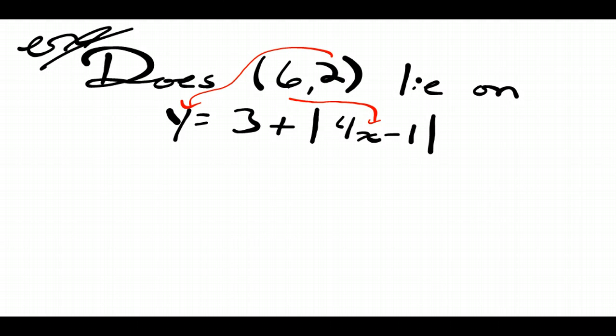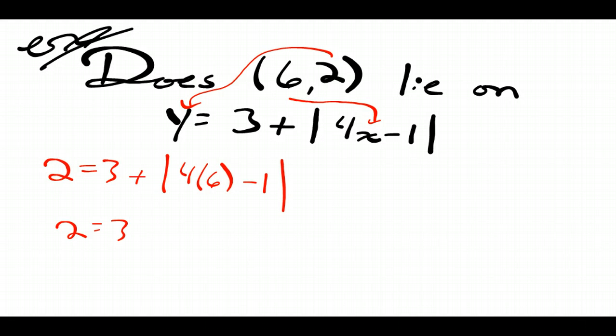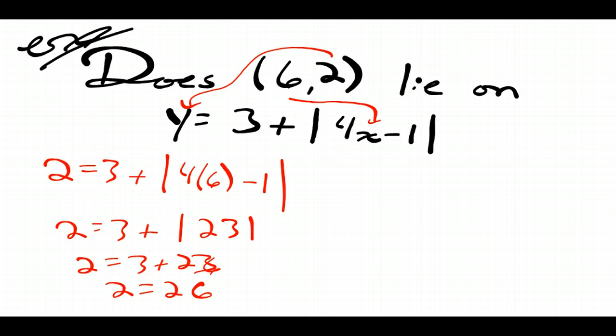So if we do this, 2 is y, so 2 equals 3 plus the absolute value, that's not 14x, that's the absolute value of 4 times 6 minus 1. Well, 4 times 6 is 24 minus 1, so 2 equals 3 plus the absolute value of 23. Don't forget, absolute value just means your actual value. So if this was negative 23 on the inside, it would still come out as 23. So I have 2 equals 3 plus 23. Oops, getting ahead of myself. So 2 equals 26, which is not a true statement. So since this is not a true statement, this does not lie on the line.